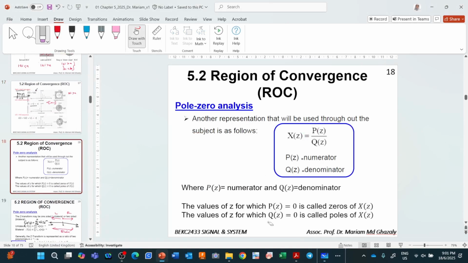Okay, next. So this one is just the same thing as in the previous slide. Basically, for the Z transform, you use the exact equation. The numerator we call the zeros, and the denominator is the poles. Poles you label as X, and zero is 0.